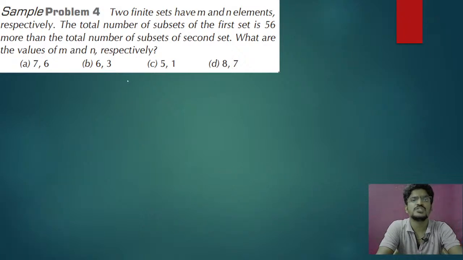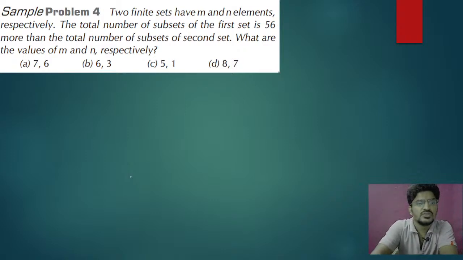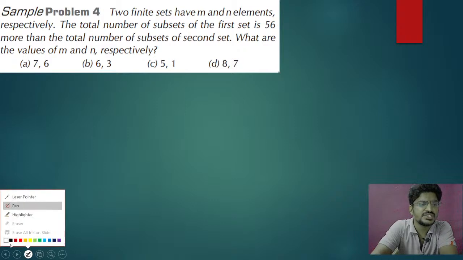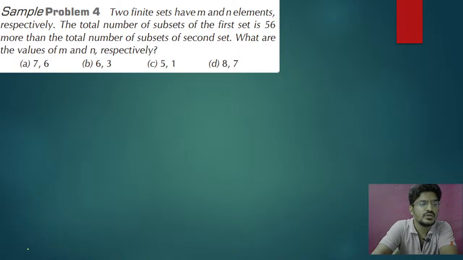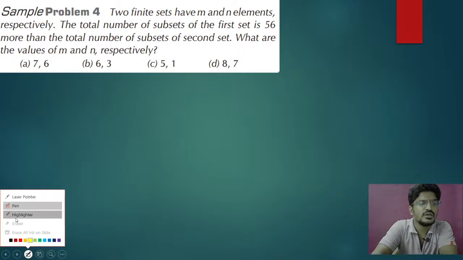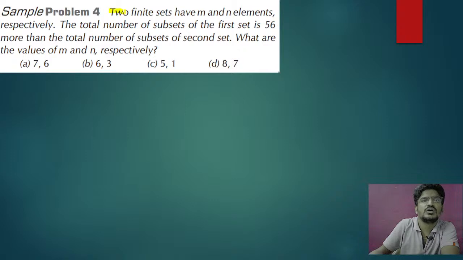So let us go through this problem. You just see this problem, that is, if set A has two finite sets. Two finite sets have m and n elements respectively.